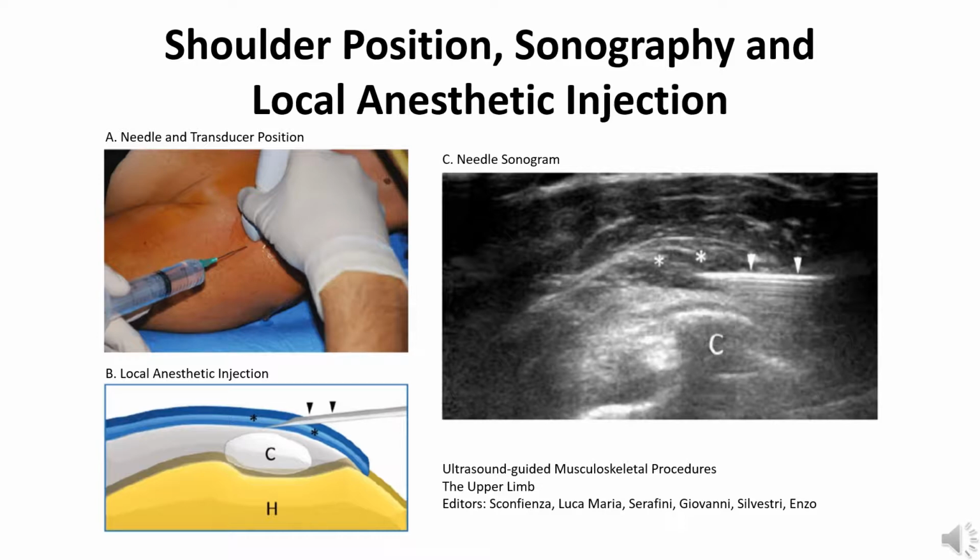This slide illustrates the shoulder position and how the needle and the transducer are oriented for the procedure. In slide A, please note the needle and transducer position. In slide B, please note how the needle is introduced into the skin and into the adjacent muscle to inject local anesthetic. And please note that in slide C, the needle, as it is directed above the calcium, which is labeled C, local anesthetic typically is injected at this location.